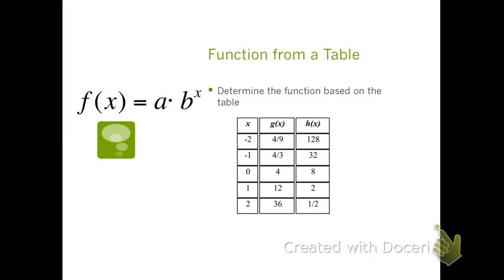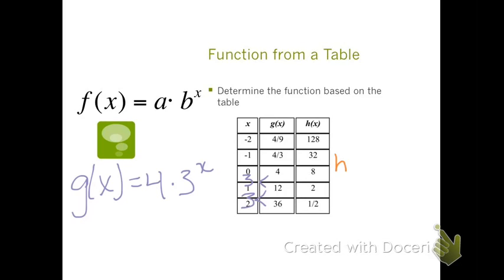So let's take a look at a table and see if we can figure out what the function is. So we need an a and we need a b. We know that the a value here for, let's start off with g of x, the a value, or our starting value, is 4. And then we want to figure out what the base is. So we're going to look at what's being multiplied by repeatedly. It looks like we're being multiplied by 3. So we have g of x equals 4 times 3 to the x.